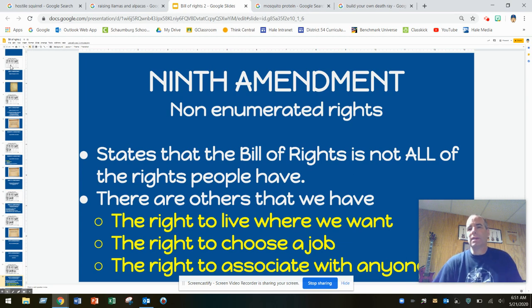So what it basically says is this also means that you have the right to move around. You can live wherever you want. You can take whatever kind of job you want. You can associate with people. As long as you're not breaking other laws, all that stuff is legal and they can't take that away from you. It's an important amendment, even though it's kind of tricky to really think about what it means.